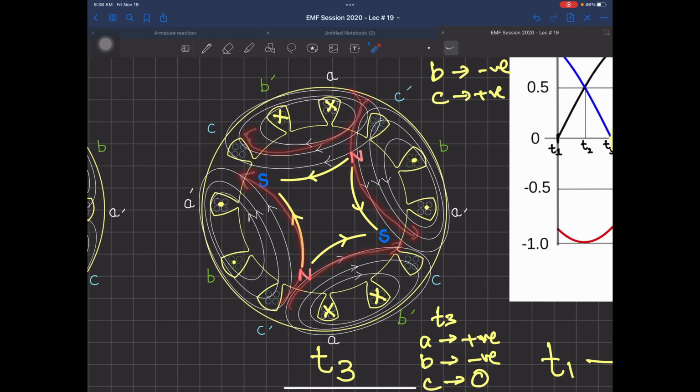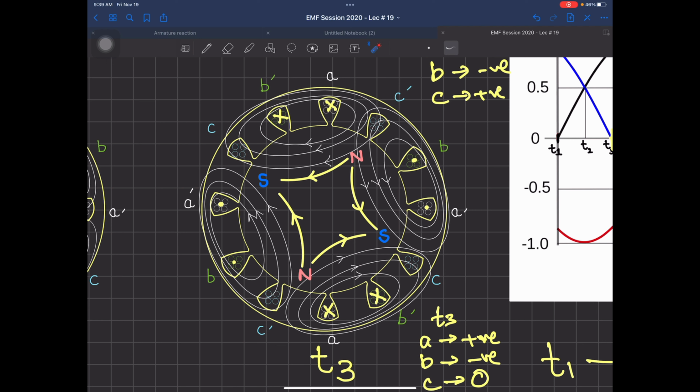How many poles is it producing? 4. And how much angle has it moved? Previously, this one was having the north pole here. Now this has moved by 1 slot. What was the angle between these 2 slots? Not 60. It is 12 slots, 30 degrees.